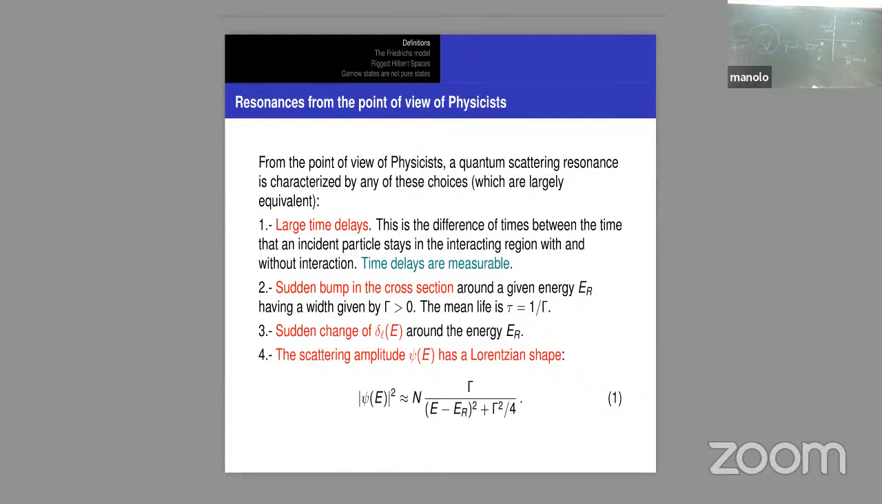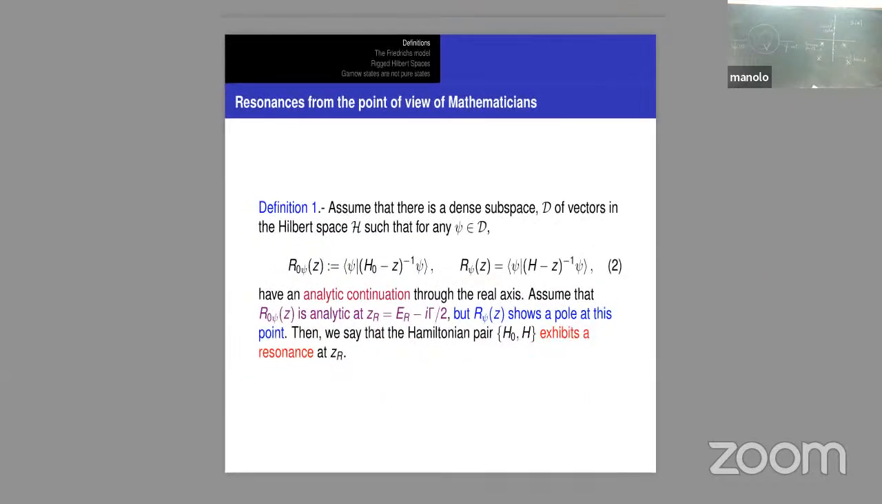Another definition is a sudden change of the phase shift around the given energy E_R. And then the scattering amplitude of the wave function in the energy representation has to have a Lorentzian shape, which is precisely this formula number 1. Observe that in general the Hamiltonian is semi-bounded, so the possible values of the energy are bigger than a minimal threshold. Usually you can settle this threshold equal to 0. So for this reason, this Lorentzian shape is not a realistic formula.